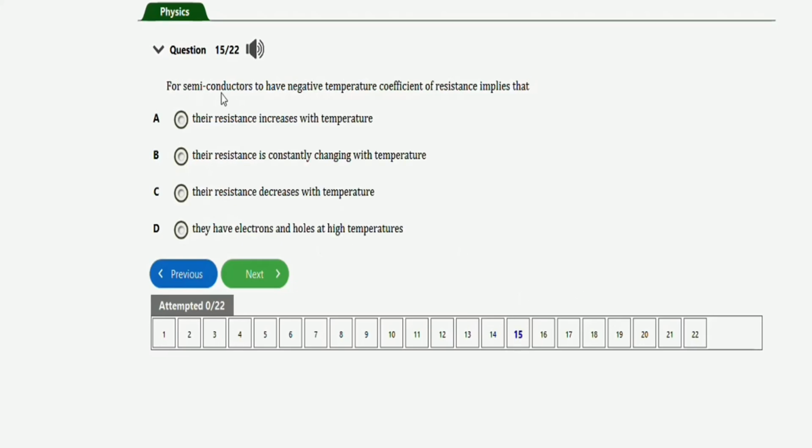It says for semiconductors to have negative temperature coefficient of resistance implies that their resistance increases with temperature, their resistance is constantly changing with temperature, their resistance decreases with temperature, they have electrons and holes at high temperature. So guys, the right option to this question will be their resistance decreases with temperature. Okay, so that's the right option, option C. The next question is this one.